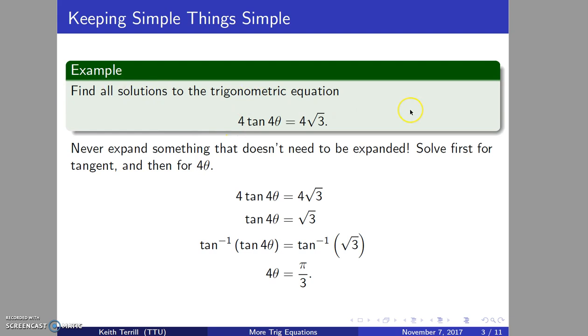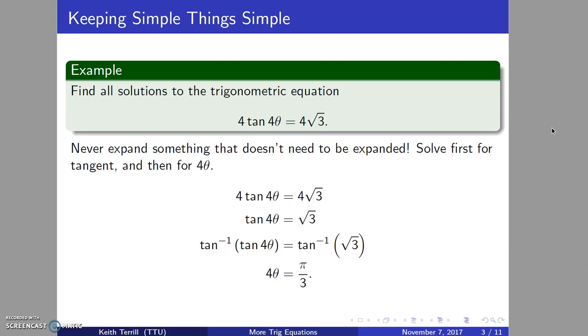First thing I want to look at is the solutions to the trigonometric equation 4 tangent 4 theta equaling 4 root 3. Now, you could expand this. You could use a double angle formula twice, right? You could turn tangent of 4 theta into some expression in tangents of 2 theta, and then for each of those tangents of 2 theta, turn those into finally expressions in tangent of theta, and then you would have a giant mess on your hands to simplify, reduce down, and finally solve for tangent theta, and then finally solve for theta. Let's not do that.